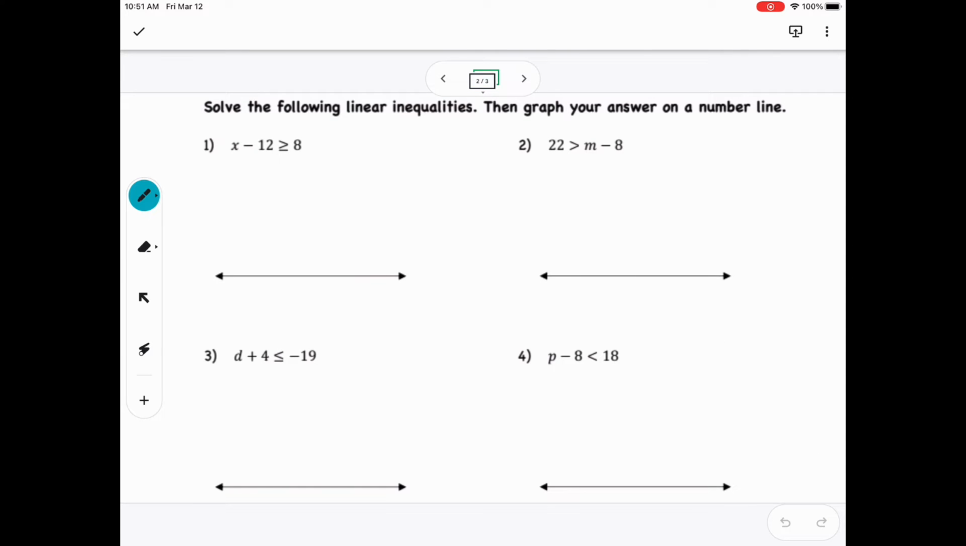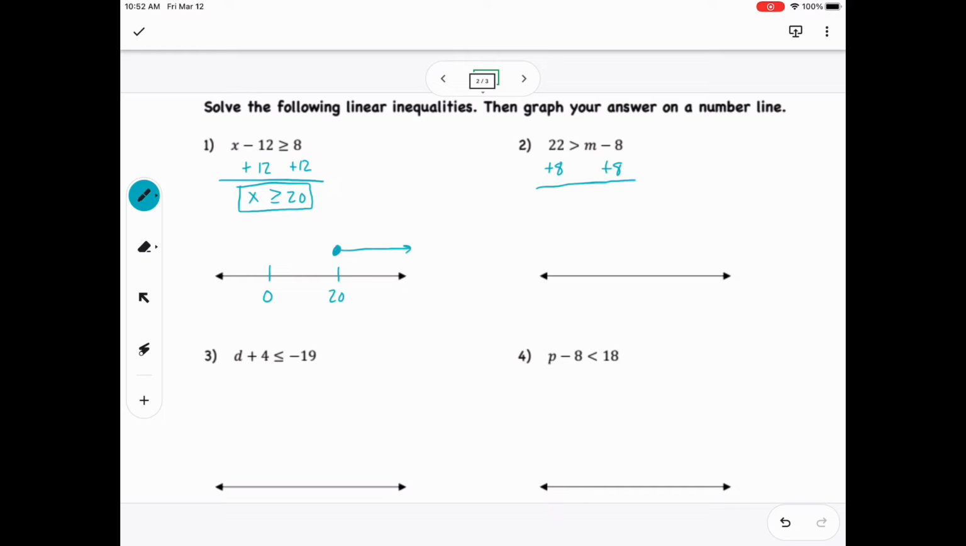Now we want to be able to solve linear inequalities and then graph our solutions on a number line. So how we'll do this is just like what we do when we're solving equations. So like for number 1, I want to add 12 to get x by itself. So that allows me to get 20 on the right side, but now instead of it being equal to, it's greater than or equal to. So then using the number line, I can express this by writing a 20 and then a closed circle, and then everything to the right is true because it's greater than or equal to.